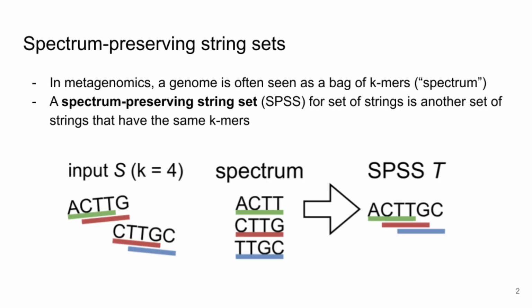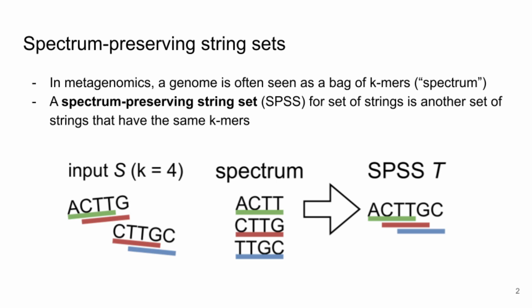So the goal in this work is to take a set of strings and produce a smaller set of strings which has exactly the same set of K-mers as the original strings. The set of K-mers in the input is called the spectrum of the input, and this smaller set of strings is called a spectrum preserving string set, or SPSS for short. This is useful because, for example, in metagenomics, a genome is often seen as just a bag of K-mers. So if we can find a smaller set of strings which has the same set of K-mers, we can use this smaller set as the basis for analysis, saving space and time, possibly.